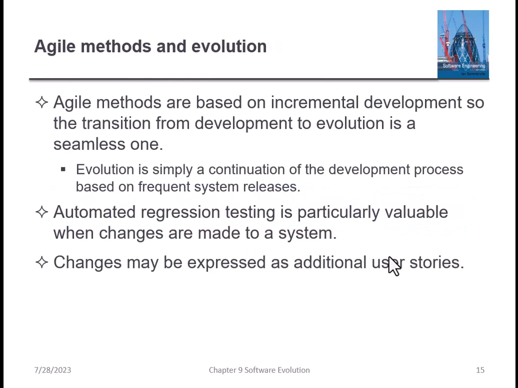Agile methods and evolution. You know about agile. In agile, change requests come abruptly, and the developers welcome and embrace the new changes, and the customer is thoroughly communicated with and involved in frequent discussions. So agile methods are based on incremental development. So the transition from development to evolution is a seamless one. Evolution is simply a continuation of the development process based on frequent system releases.